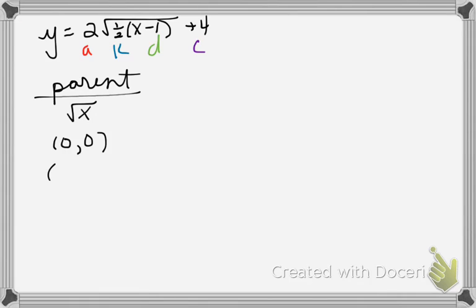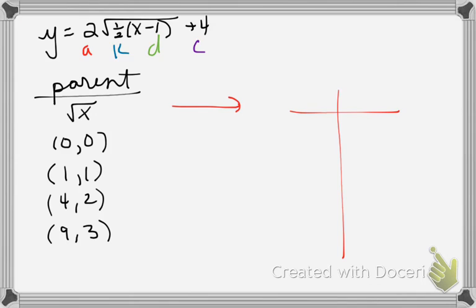So here's the key points that we're going to start with from our last page here. Okay, and what we're going to do is we're going to perform the a, k, d, and c transformations on these. Okay, so remembering that we're going to do the reciprocal of k plus the d value. So our k value is 1/2, so the reciprocal of a half is 2. I'm going to do 2 times x, and I will do the opposite of the d value, so plus 1. And then we're going to do a times y plus c. So my a value is 2 times y, and then plus 4.